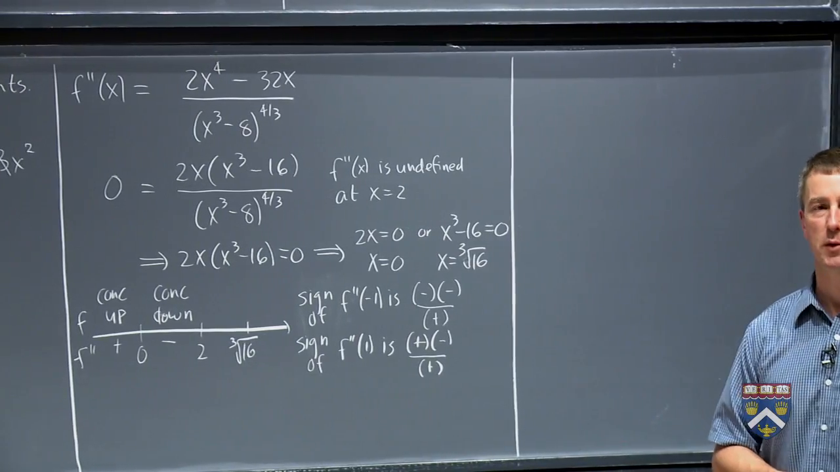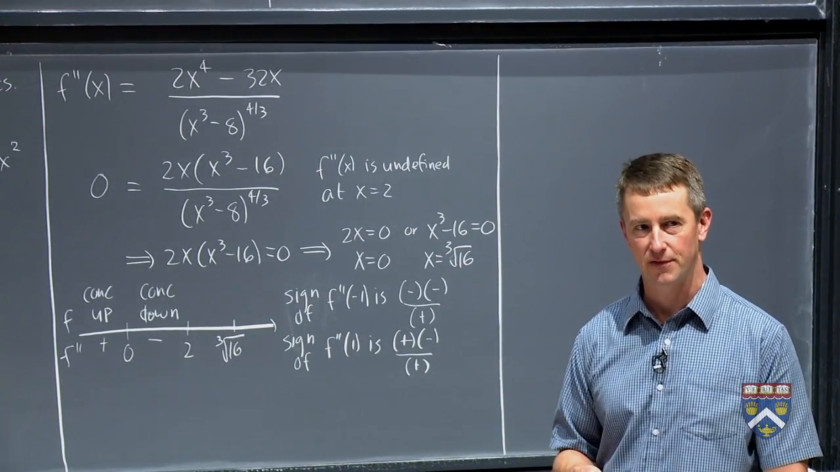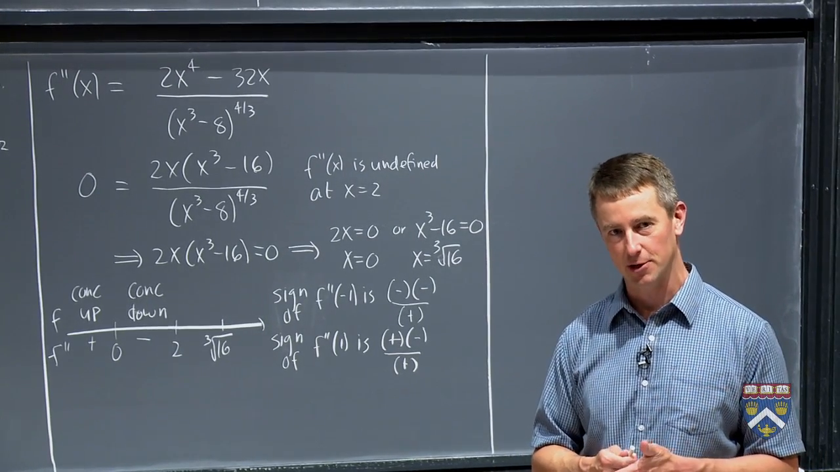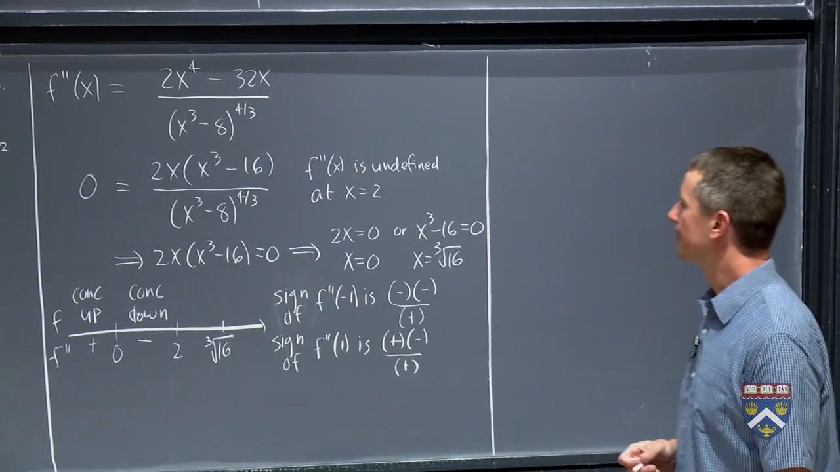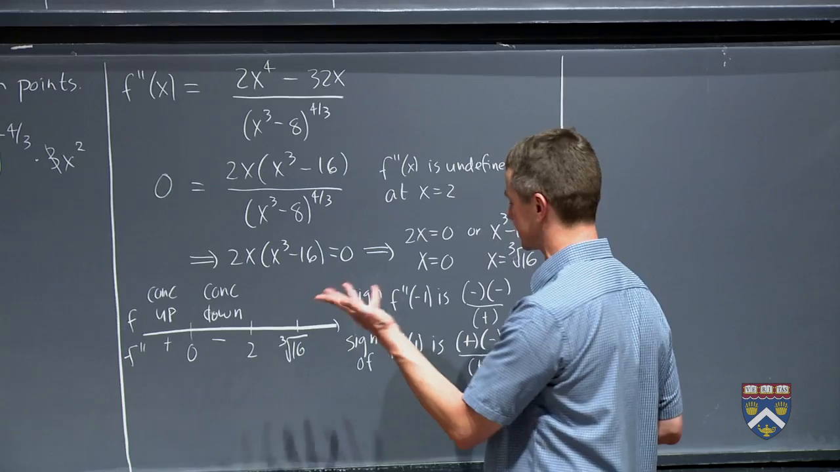Remember, 2 is the place where we're really interested in what's happening. 2 is where the derivative was undefined, but the original function was defined. So we've been asking you to think in your head what the graph might look like at x equals 2. You're about to get a big hint right now. We need to pick a number in here. 2 is the cube root of 8. This is the cube root of 16.